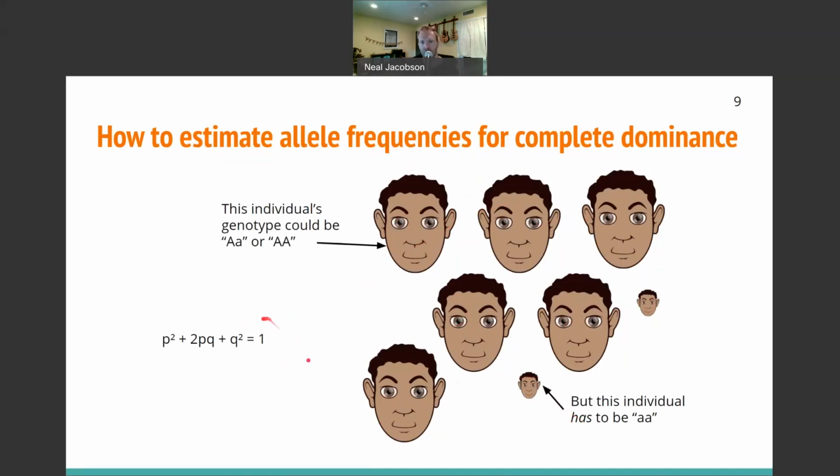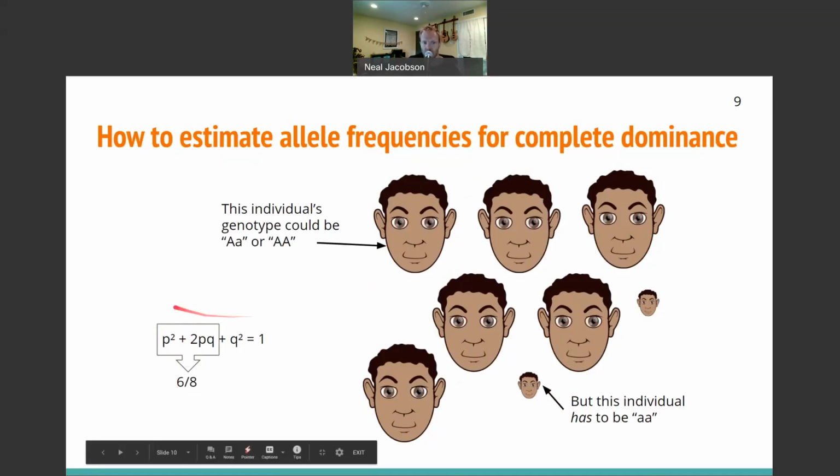So I can come to my formula here and say my distribution of genotypes in this population is p squared plus 2pq plus q squared equals 1. The problem is that the p squared, which is the big A big A, plus the 2pq, which is the big A little a, are 6 out of the 8 individuals in my population. But I can't isolate that, and I can't solve it for Q, and I can't solve it for P.